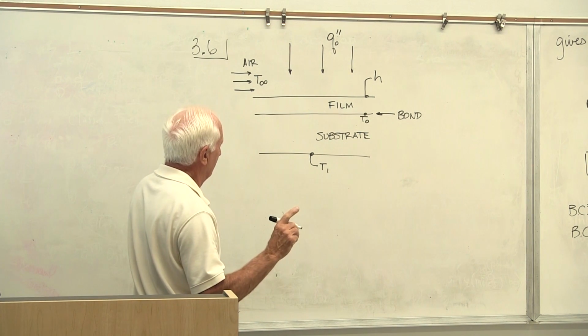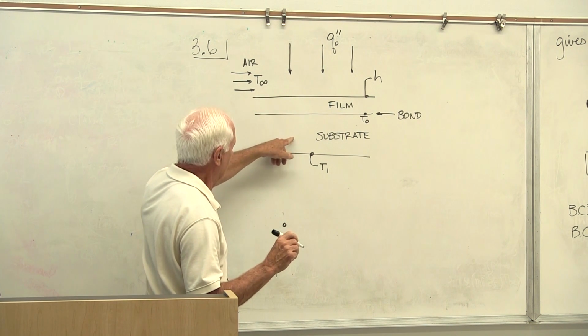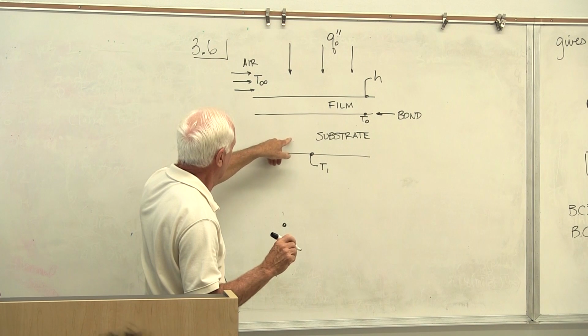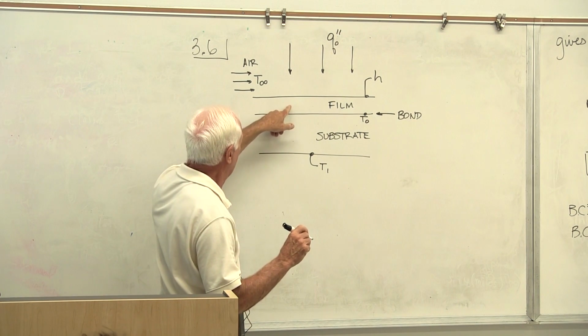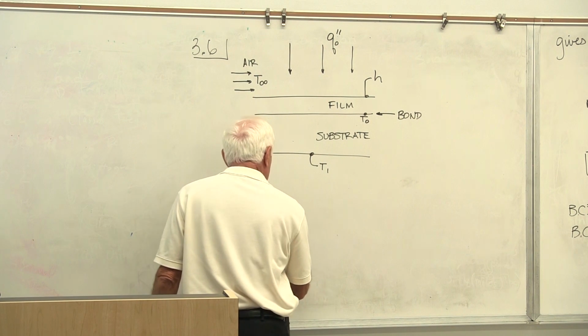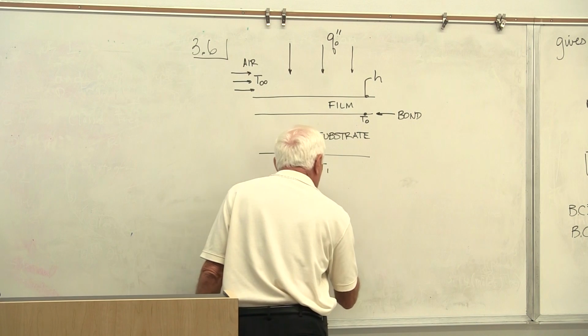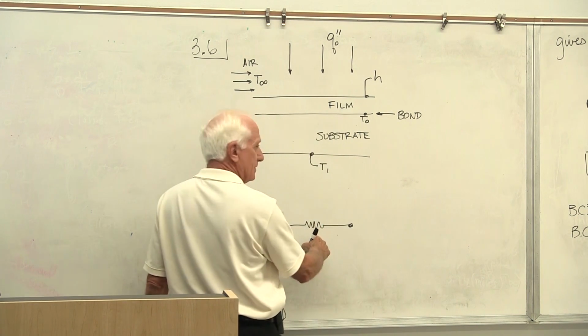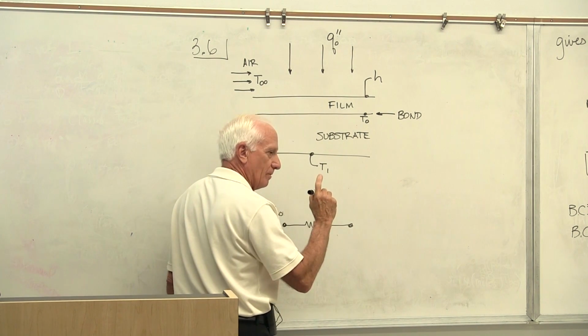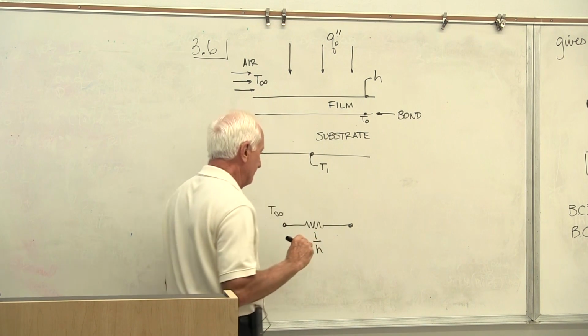This is conduction through the film, through the substrate. We've got a resistance of the substrate, a resistance of the film, and a resistance of convection. Let's start the top, convection. T infinity. This is convection. Everything's on a heat flux basis. So 1 over H is the resistance.